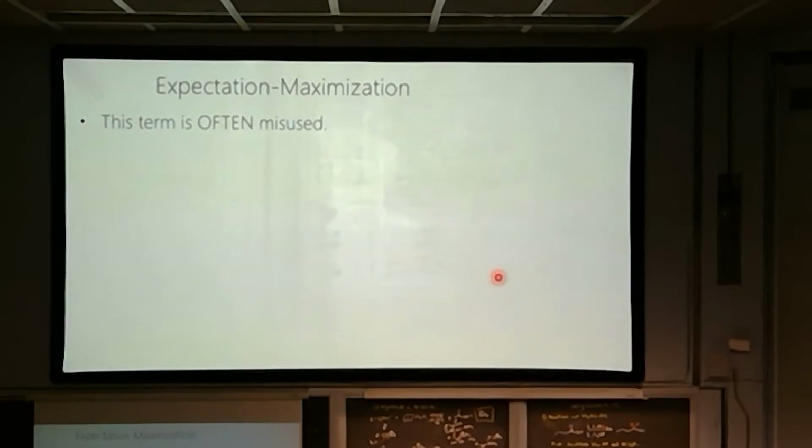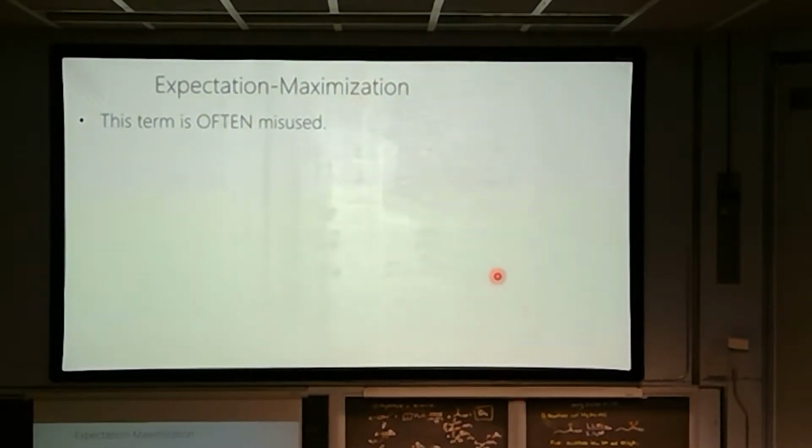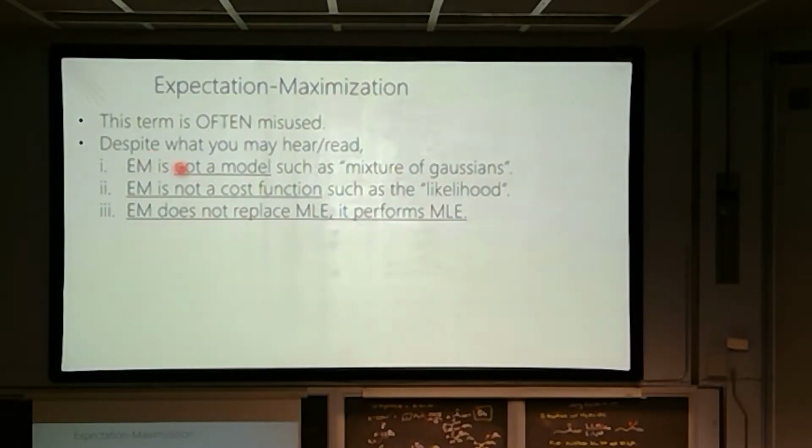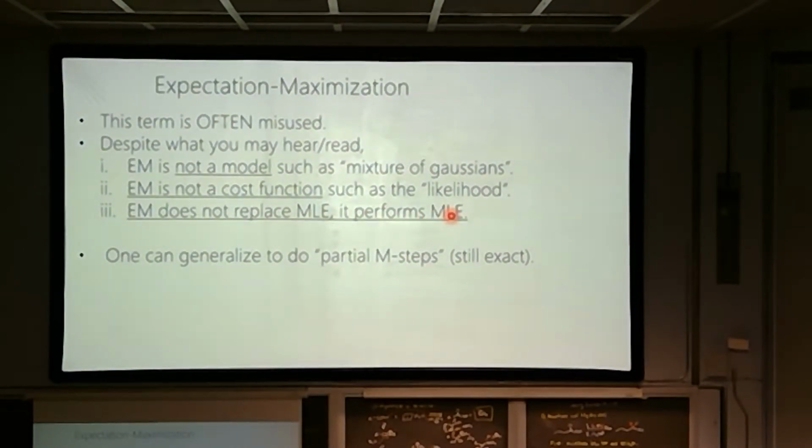Okay, so this is my rant. This term is often misused in the way I just described. EM is not a model. Mixtures of Gaussians is a model. EM is not a cost function, such as the likelihood. It does not replace maximum likelihood. I'm writing this all down because I hear these things all the time and they drive me crazy. What it does is perform MLE. That's the key thing: expectation maximization is an optimization algorithm to do maximum likelihood estimation.